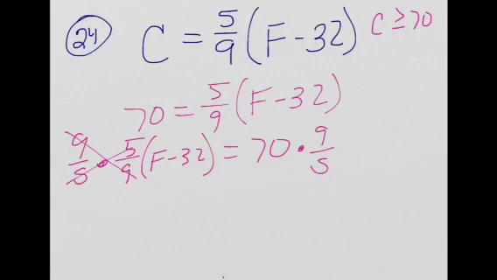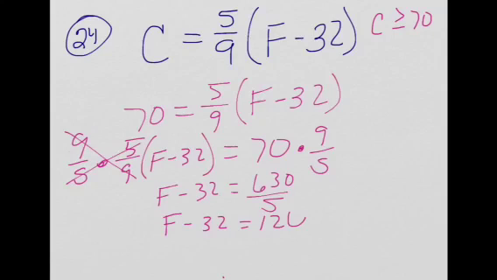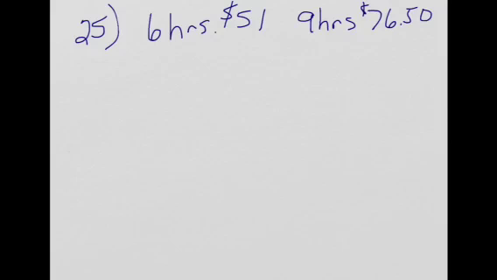That's going to cancel that out, and this is going to leave me with f minus 32 is equal to 630 over 5. So we're going to go ahead and simplify that fraction. f minus 32 is equal to 126. Add the 32, add the 32, and we're going to have f is equal to 158.